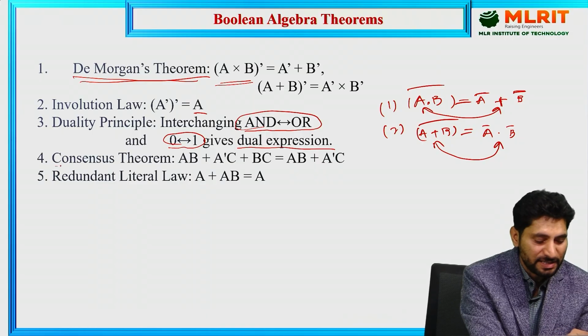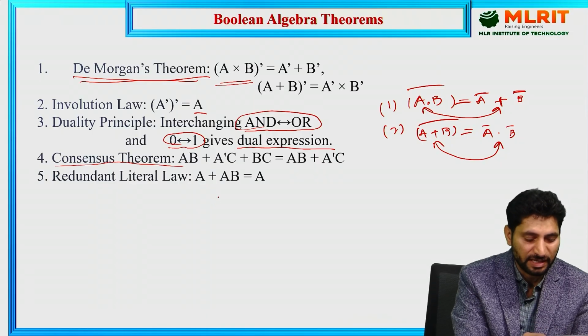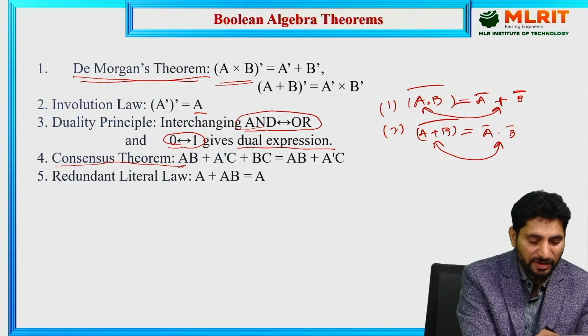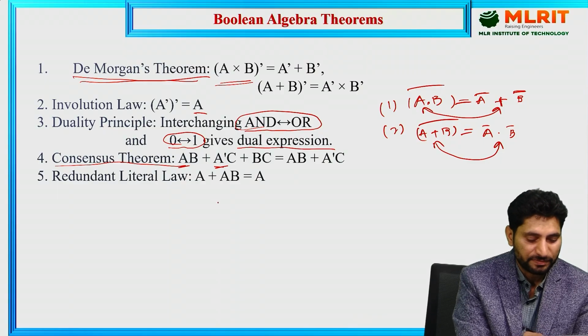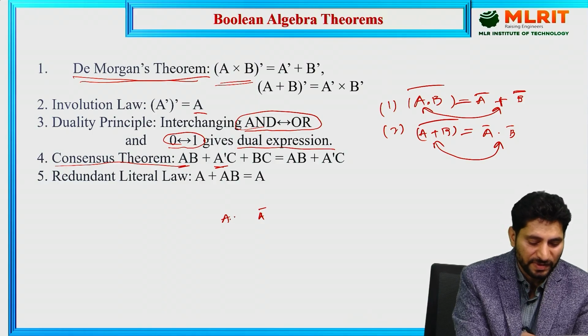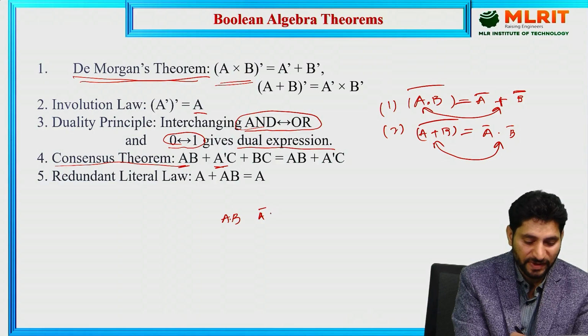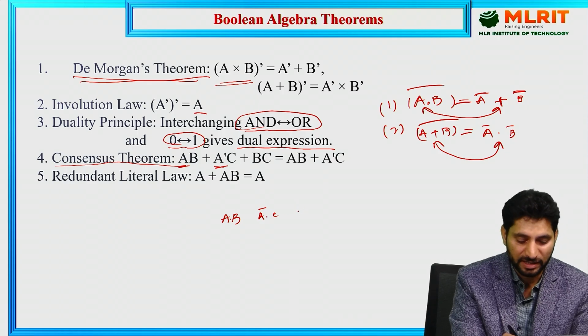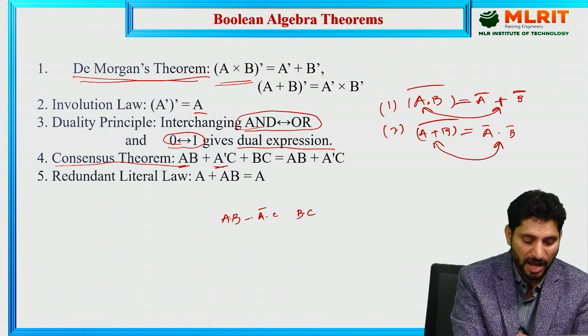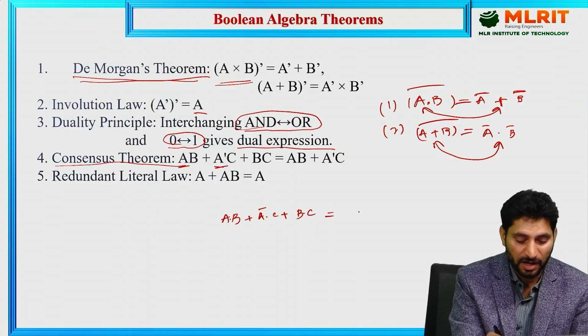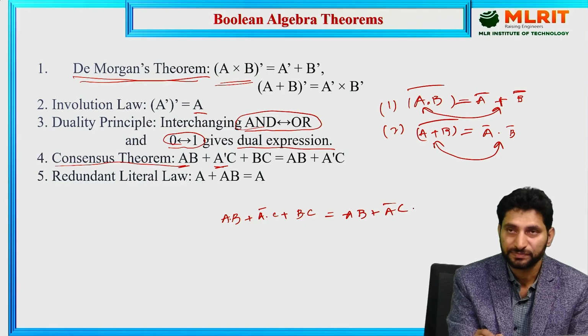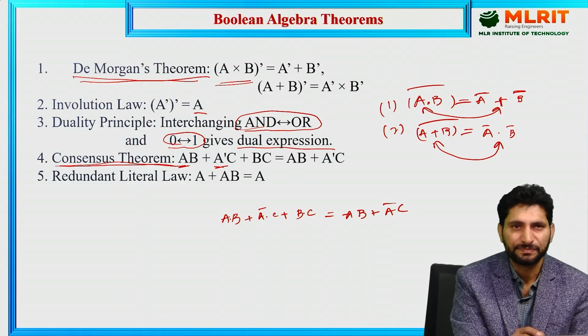If we see the consensus theorem, you take true value A and its complement value A bar. If you multiply this true value with some variable B and the complement value with some variable C, and take the product of whatever values we have multiplied here, B and C, add together, it will form AB plus A bar C. This is what the consensus theorem is.